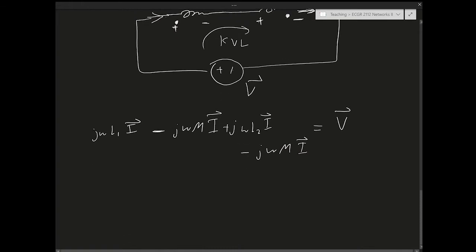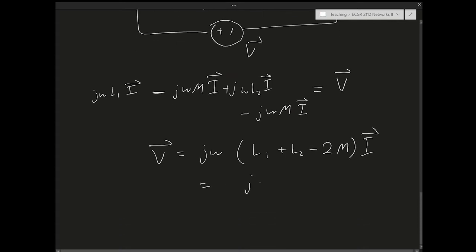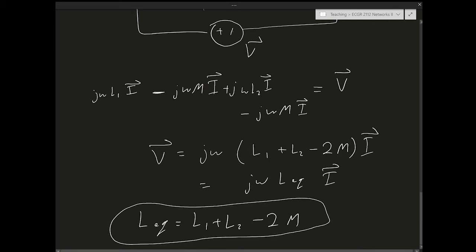So I sum things up, I end up with V equals, I take j omega and I out, so I end up with j omega (L1 plus L2 minus 2M) I. Right, so this is equivalent to j omega L equivalent I, so L equivalent is L1 plus L2 minus 2M. The mutual inductance reduces the total equivalent inductance.